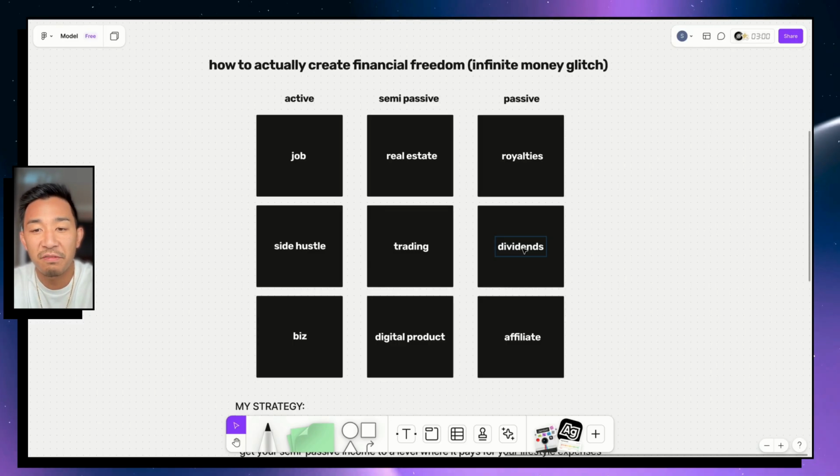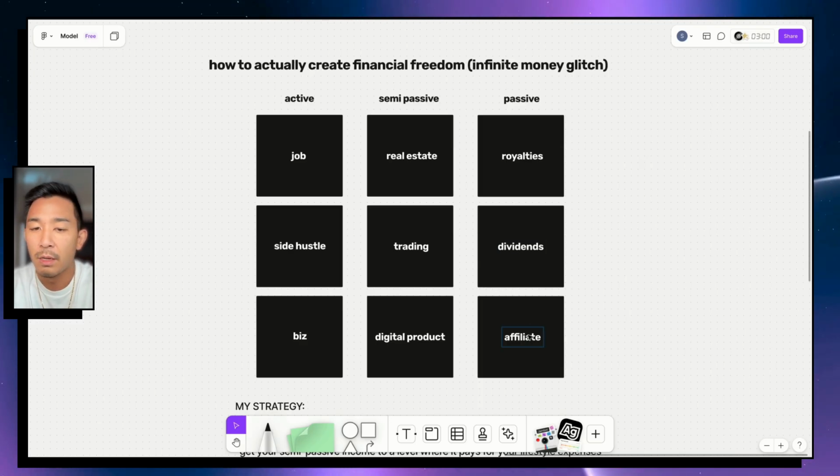He retired at age 55 because he bought so much dividend stock that he generated enough income passively to quit his job. He had a few million dollars in dividend stocks, and it was paying him over $100,000 a year, and that was enough to pay for all of his lifestyle expenses, so he was able to retire at 55. You also have affiliate marketing, right?